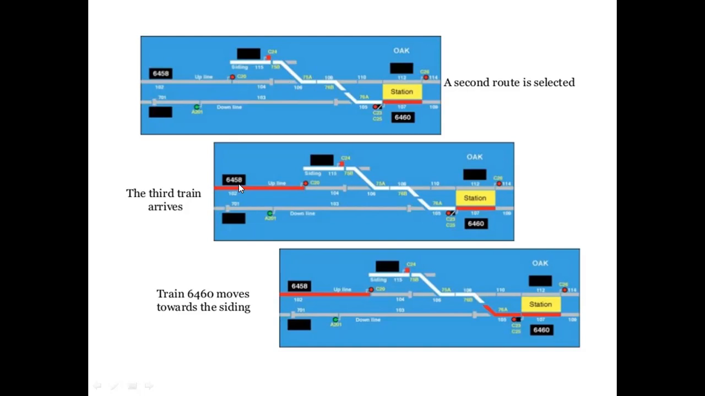so that if a third train arrives at the station, it must leave the station as soon as possible. So the train of number 6460 can be moved to the side link of the track, so that a stopping signal has been applied up the line for the locomotive of number 6458.